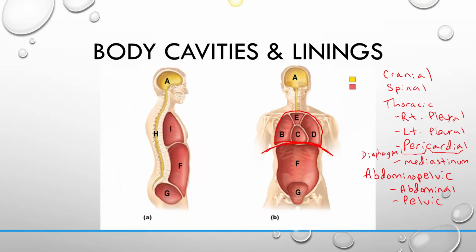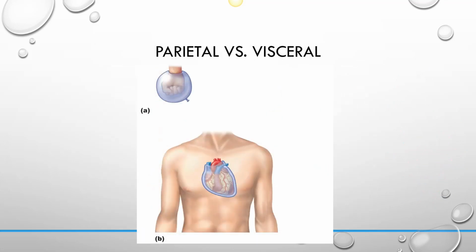On this previous slide, it says body cavities and linings. Every one of these cavities has a lining. There's a lining around the cavity itself, and then there's a lining around the actual organ. That's where parietal versus visceral come into play. Parietal surrounds the cavity wall. Visceral surrounds the actual organ, so visceral is on the surface of the organ.